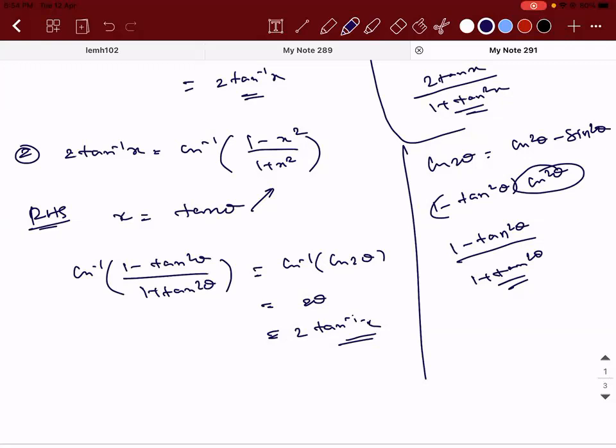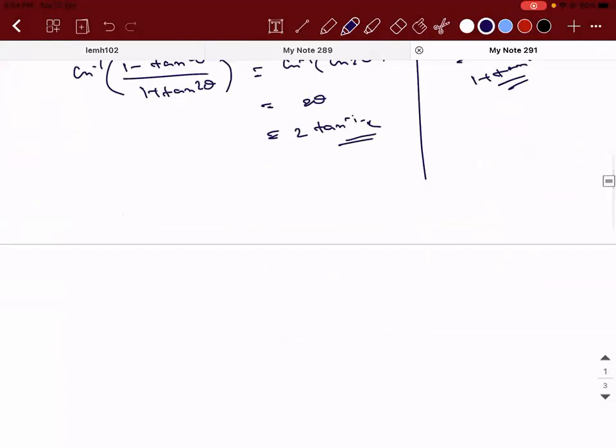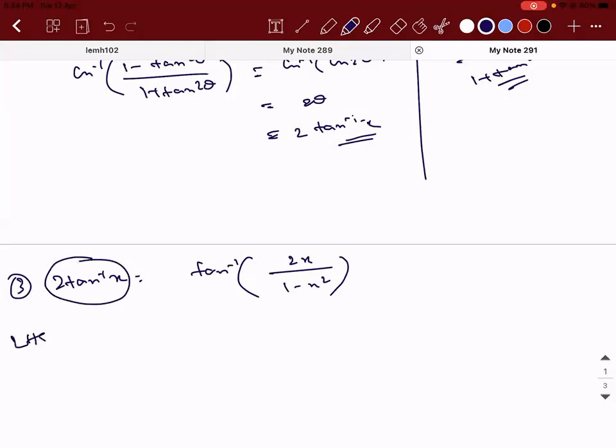What did you understand of what I mentioned? The third one is 2 tan inverse x is equal to tan inverse of 2x divided by 1 minus x square. So now I am taking the LHS itself. I can take the RHS and prove it as well, and it is going to give the same thing. So this one is simpler for me.